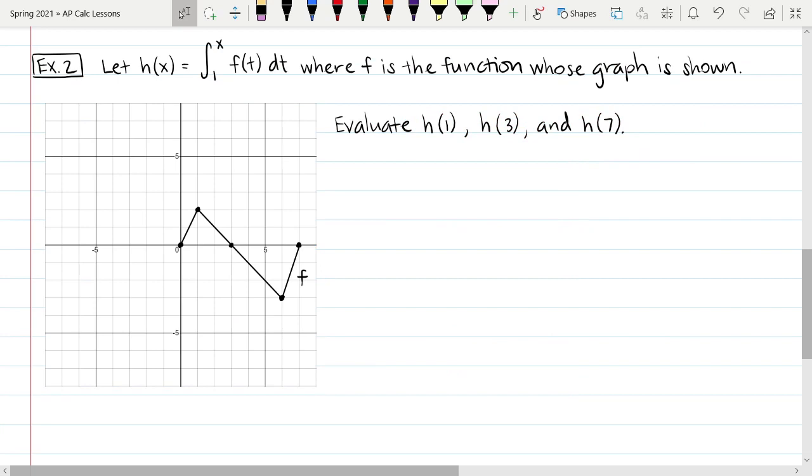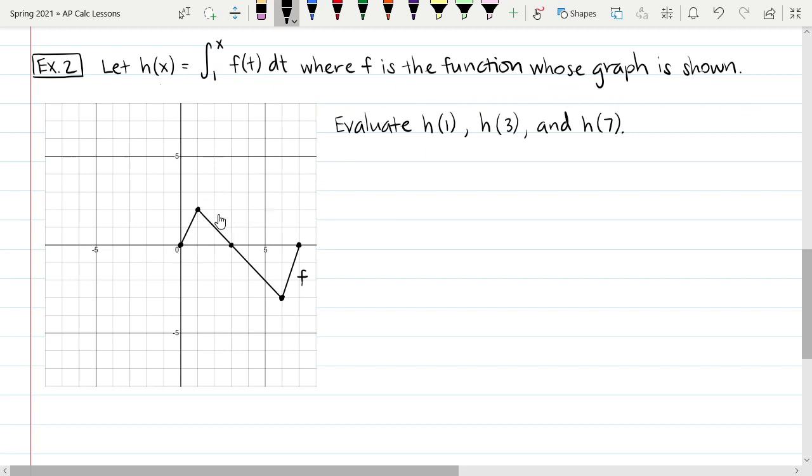Here's another situation that will absolutely come up on the AP exam. So once again, we do have a function here. In this case, it's h of x. We have a function defined as a definite integral where your variable is one of your limits. So h of x is the definite integral from 1 to x of some function f of t dt, where f is the function whose graph is shown.